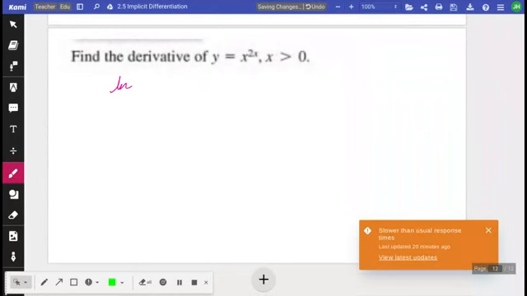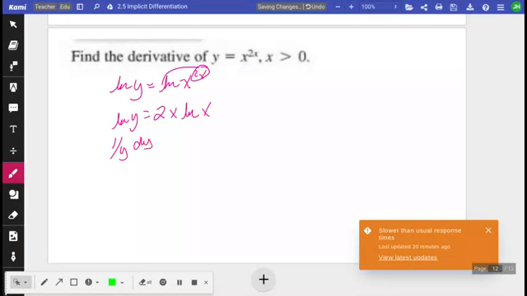So I will natural log both sides. And why that's helpful is because I can rewrite the right-hand side. Exponents come down in front for logs, like this. Well, now it's just a product. So when I derive both sides, I'll have 1 over y, dy over dx, equals 1 d2 plus 2 d1. And I'll simplify. And I have 2x over x, so it's just 2, plus 2 natural log of x. And I have my 1 over y, dy over dx.